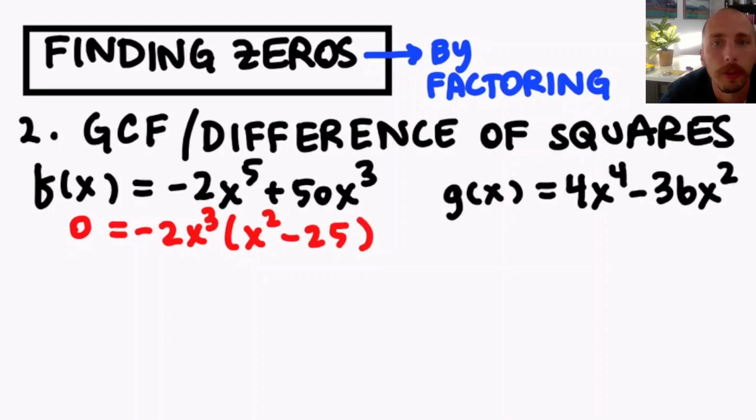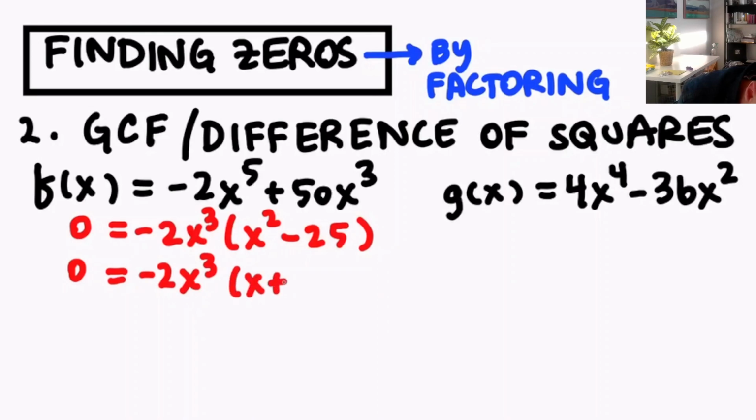And then we look at the x squared minus 25, and maybe we remember, okay, difference of two squares: a squared minus b squared is a plus b times a minus b. Or maybe we're saying to ourselves, what are two numbers that multiply to negative 25 and add to 0 because there's no x term in the middle? Either way, we're going to get negative 5 and positive 5. So we're going to say 0 equals negative 2x cubed multiplied by x plus 5 times x minus 5.